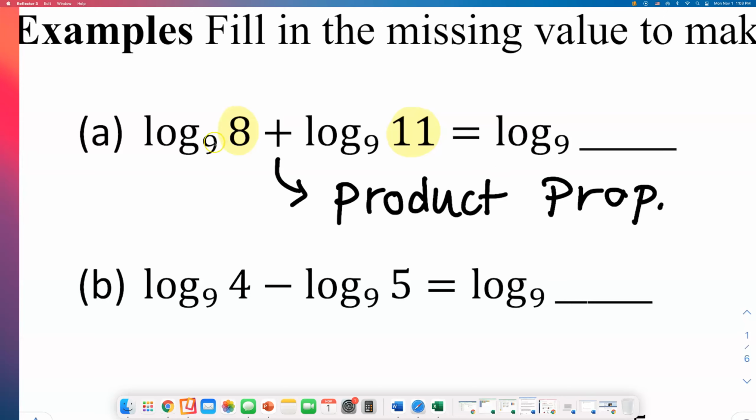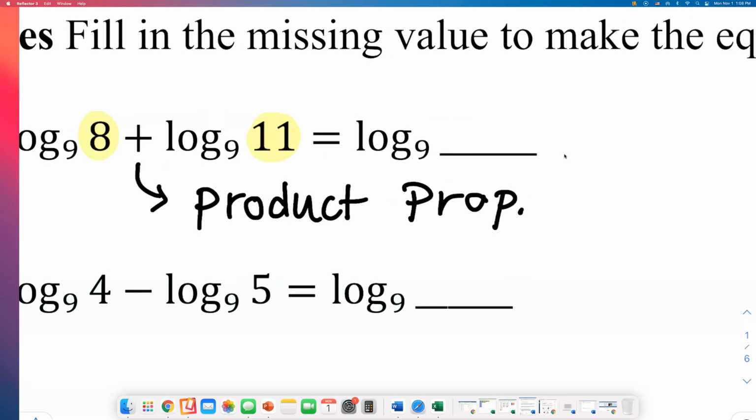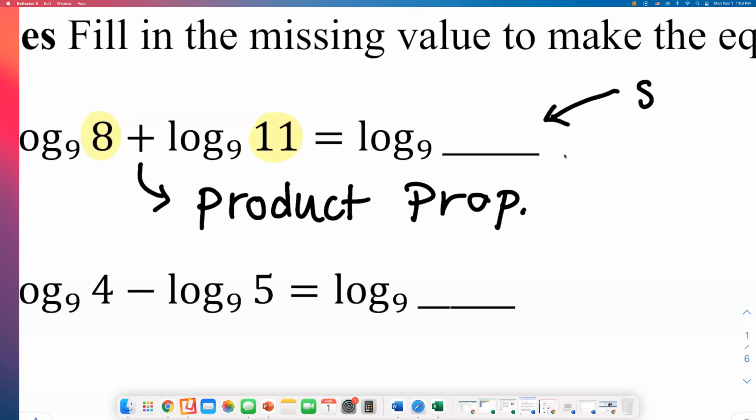Because both are logs of the same base 9, connected by a plus sign in the middle, that means I can rewrite this as a single log of base 9, but the argument will be 8 times 11, 88. That was our first example together.